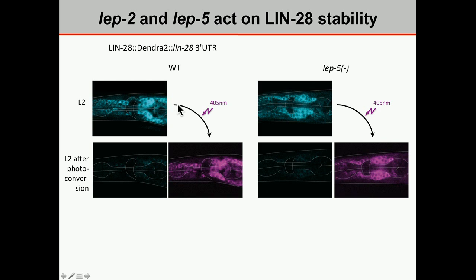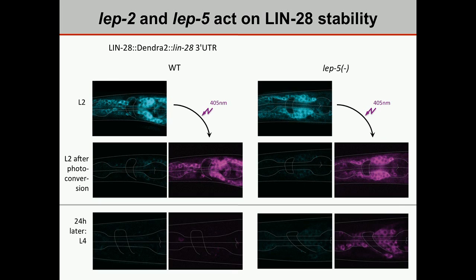If you expose this reporter to a short wavelength light, Dendra2 undergoes a conformation change, which is irreversible, and now fluoresces in red. And this allows us to follow the fate of this LIN-28, which was present in L2 stages, which is now red, and newly synthesized LIN-28 protein would now be green. So we did this, and we looked at the same animals the next day.